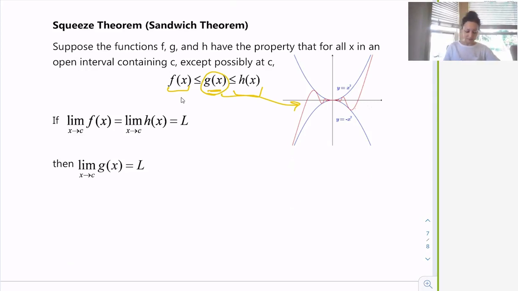Then, if the limit of f as x approaches c and the limit of h as x approaches c are equal to the same number, well then the function that was squeezed between the two also has to be equal to that number as well. Okay, so I'm going to force a pause on your screen, copy my screen or whatever you need from my screen, and then we'll go ahead and do one question together.